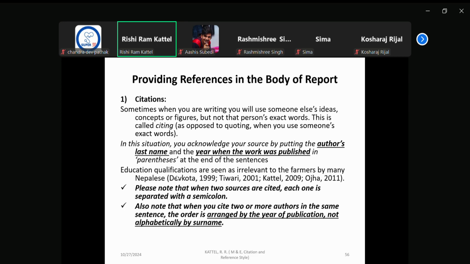Education qualifications, for example, are seen as irrelevant to the farmer by many Nepalese, according to Dekuta 1999; Tiwari 2001; Kotter 2009; Oza 2011. Many references here. Please note that when two sources are cited, each one is separated with a semicolon. Also note that when you cite two or more authors in the same sentence, the order is arranged by year of publication, not alphabetical by surname.